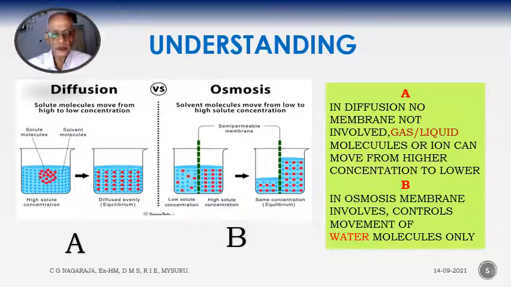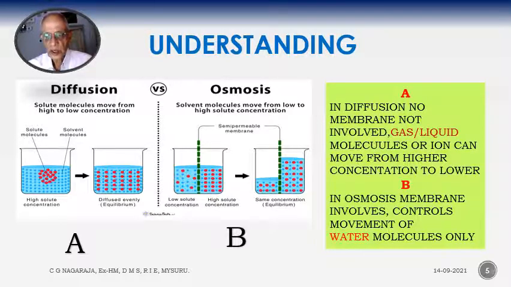Okay, now we have learned there are 5 modes of transport of ions and molecules. We shall try to see one by one. Let's look into this particular diagram I have given in the presentation. I have given 2, A and B, 2 different types of diagrams in the same picture. A is called diffusion and B is osmosis. Let's see what they are.